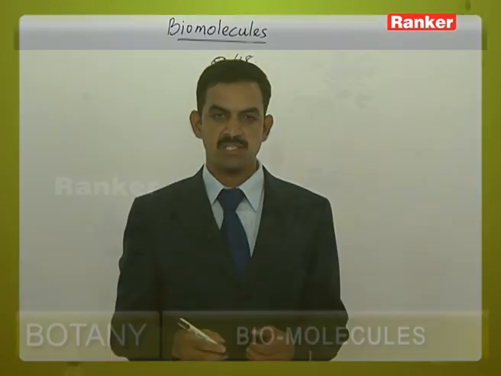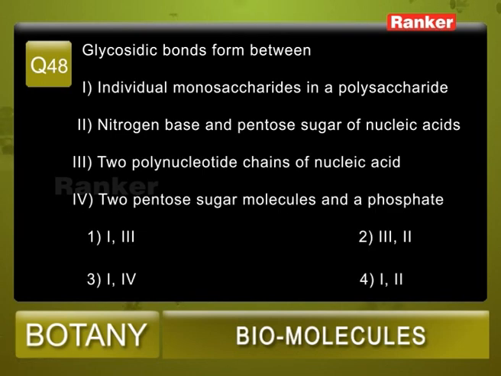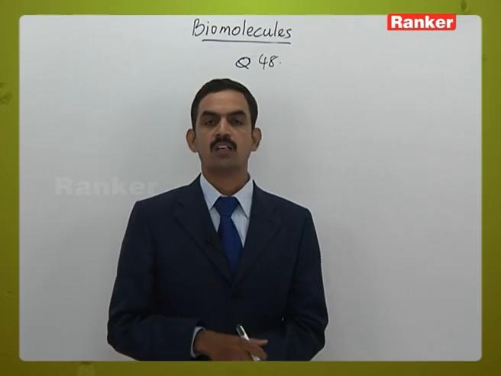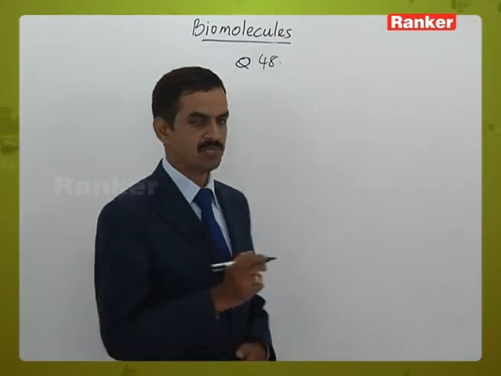Question number 48. Glycosidic bonds form between 1. Individual monosaccharides in a polysaccharide. 2. Nitrogen base and pentose sugar of nucleic acids. 3. Two polynucleotide chains of nucleic acid. 4. Two pentose sugar molecules and a phosphate molecule. Okay, let's come to the first option.